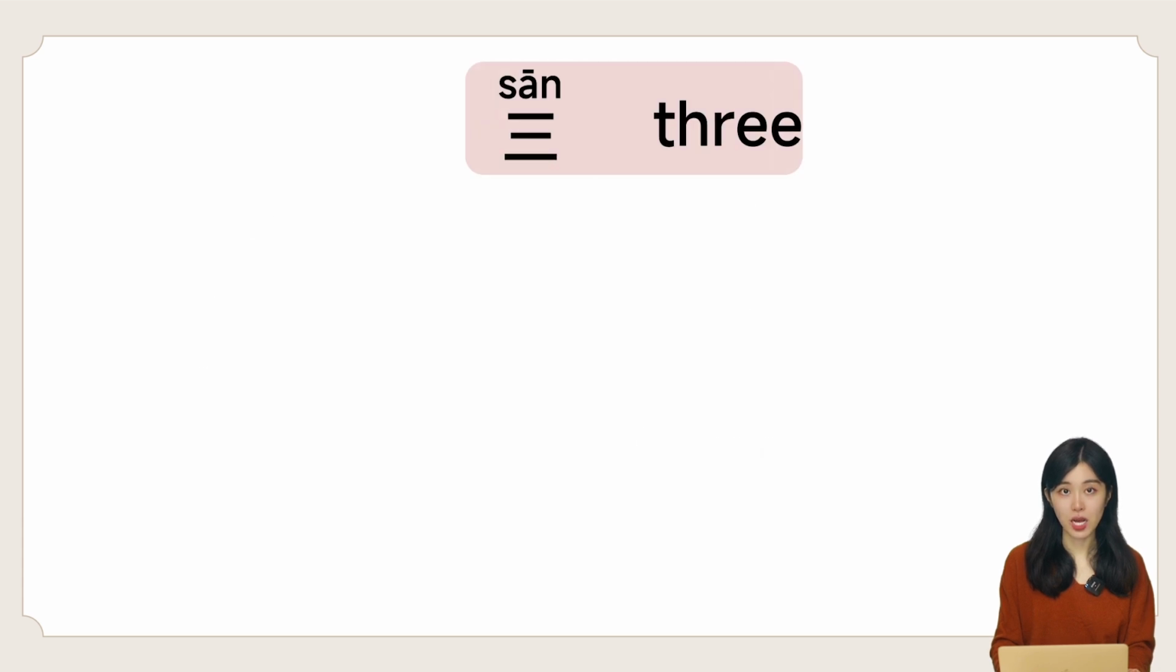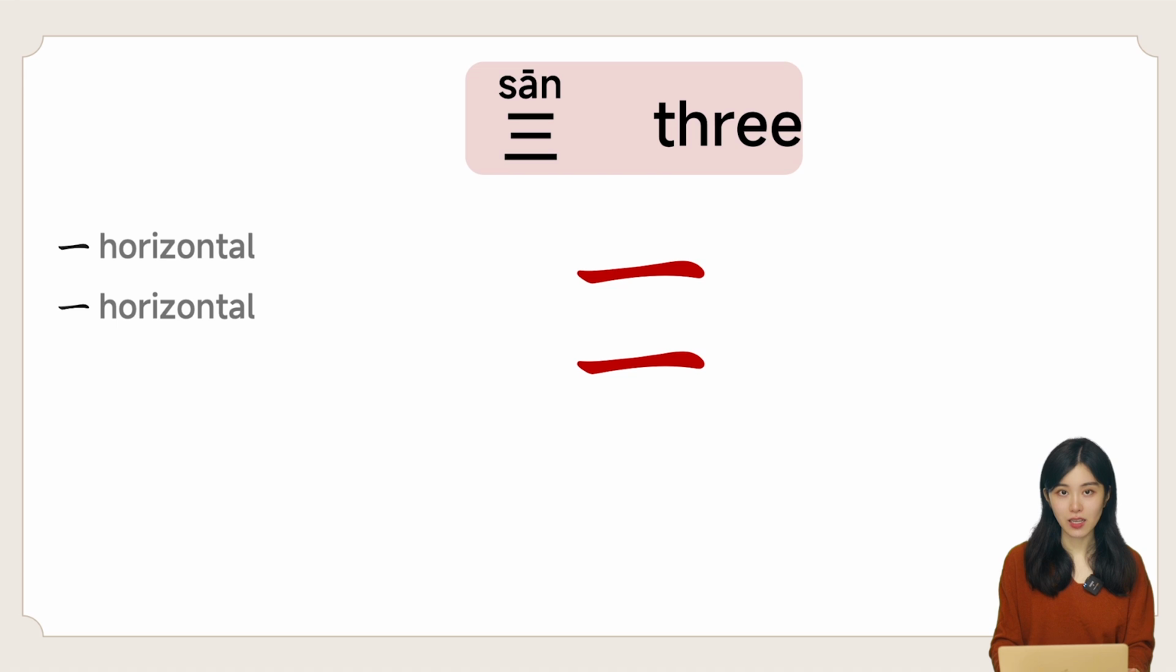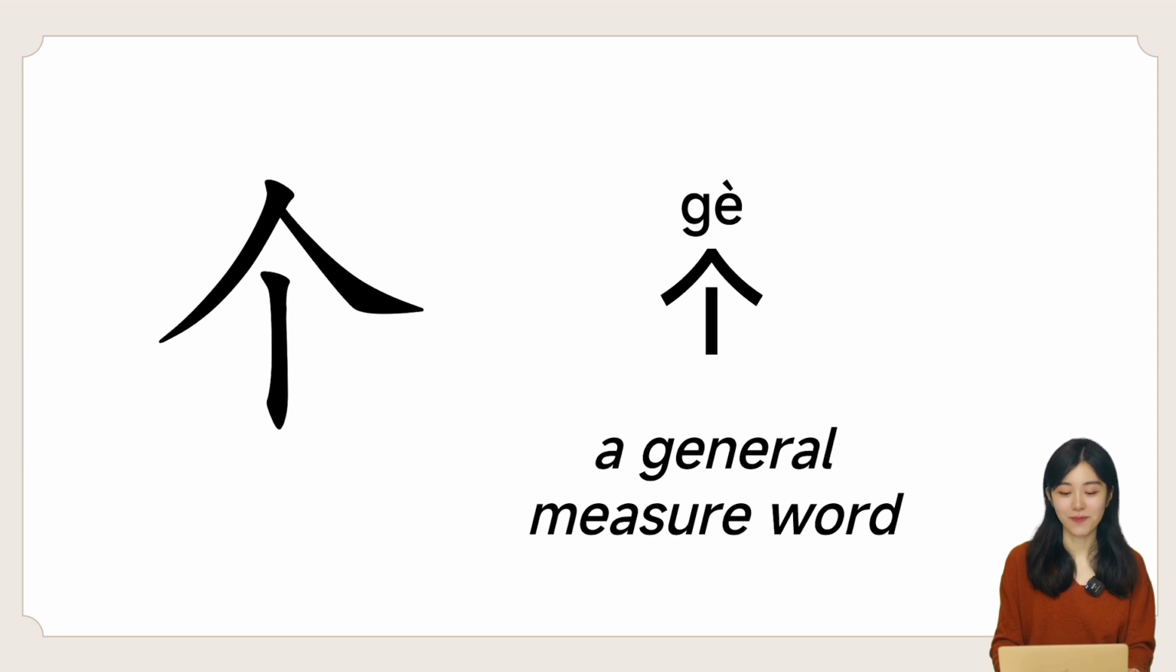Write it from the top to the bottom. So first we write the horizontal stroke on the top. Next, the horizontal stroke in the middle. Finally, the horizontal stroke on the bottom. Great. Next example character. 个.